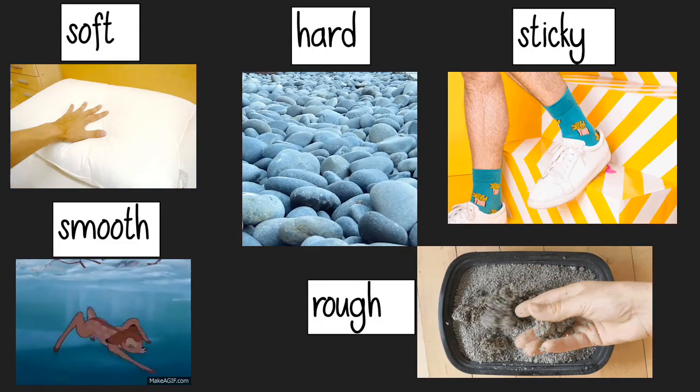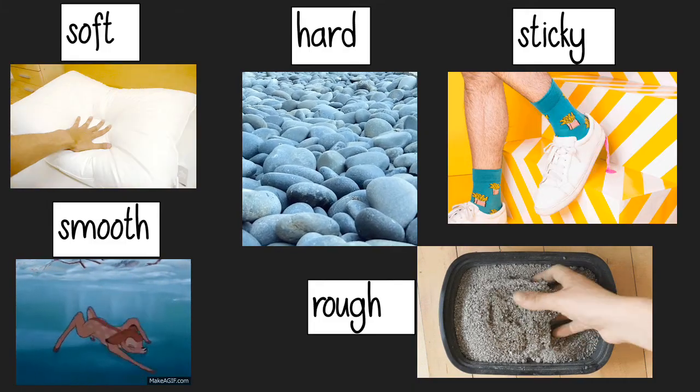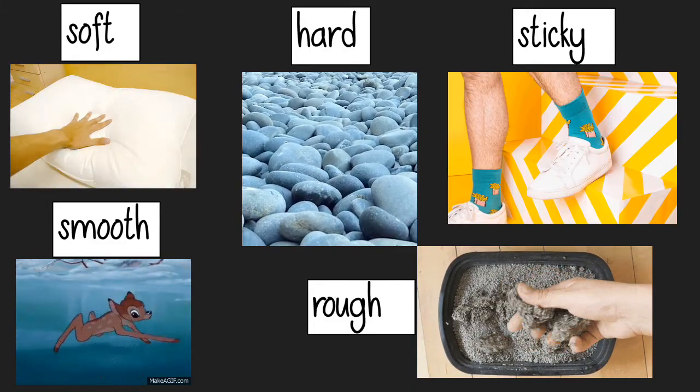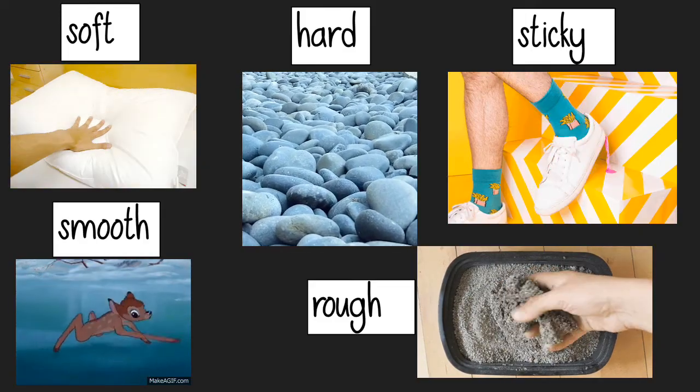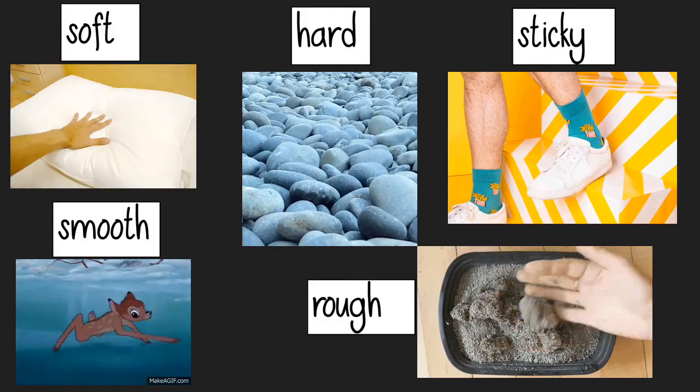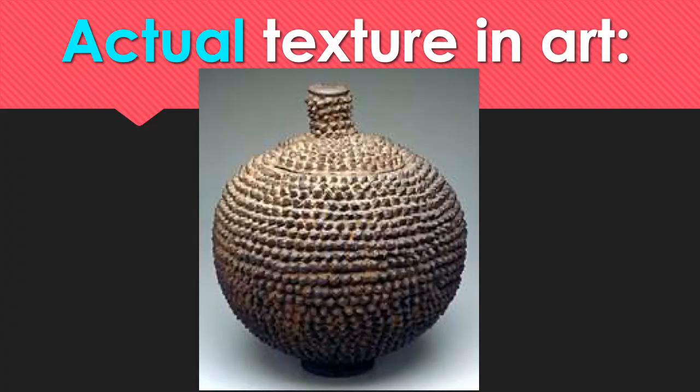Textures like soft, hard, sticky, smooth, rough, bumpy, furry, these all describe different types of textures. Here's some examples of actual texture. If I touched this piece of pottery, my hand would go around the bumps and it would feel bumpy or jagged.